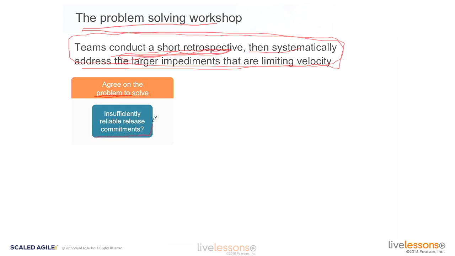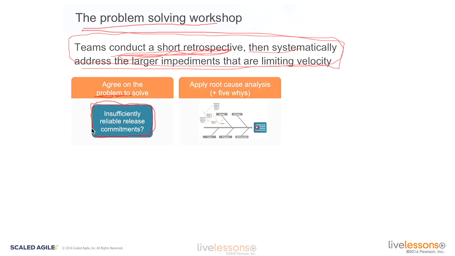Why do I have this one here? Because sometimes we see that, not unusual at all, as programs improve their performance. Step number two is we're going to apply root cause analysis. We're going to try to understand what caused that. What are the various sources that contributed to the fact that we didn't have a good release? We didn't meet our commitments for that release.